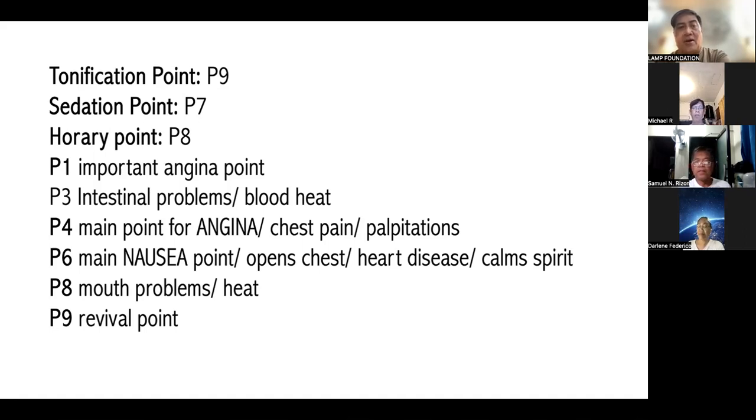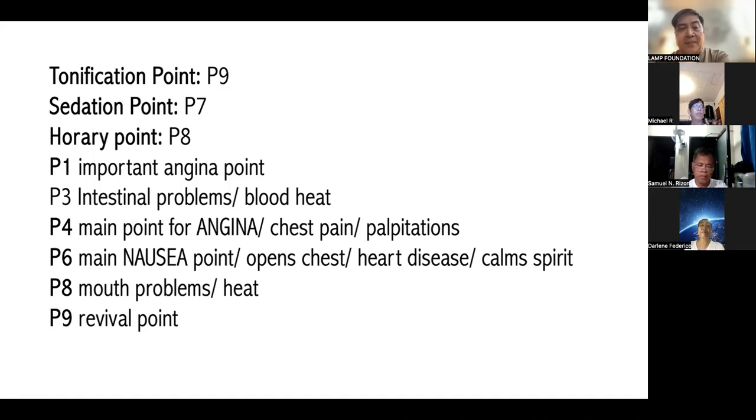Pericardium 4. Palpitations. You may hear your heartbeat. You can hear your own heartbeat. Pericardium 6, I'm sure this is also a very popular point for all of us. I use this to open the chest.